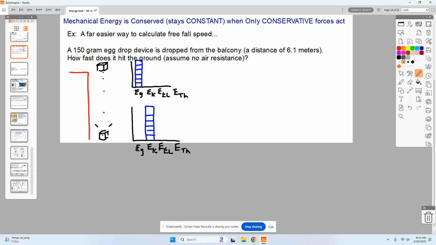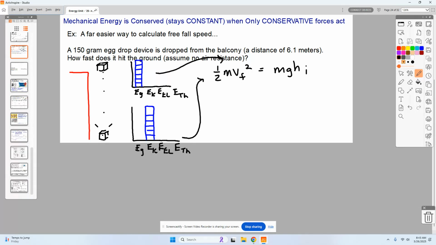Now my goal here is to quantify that speed. So let's go ahead and write some equations out here. I see that the final kinetic energy should be equal to the initial gravitational energy. So if our energy just changes from one form to another, I can quantify that kinetic energy as 1/2 mv squared. That's equal to the gravitational energy I started with, that's mgh.